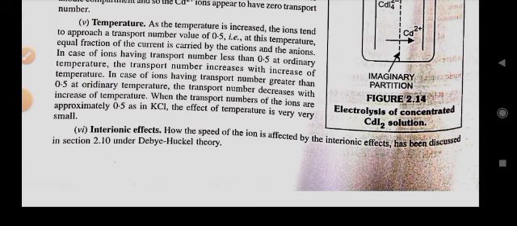Interionic effects. How the speed of the ion is affected by the interionic effect has been discussed in section 2.10 under Debye-Huckel theory.